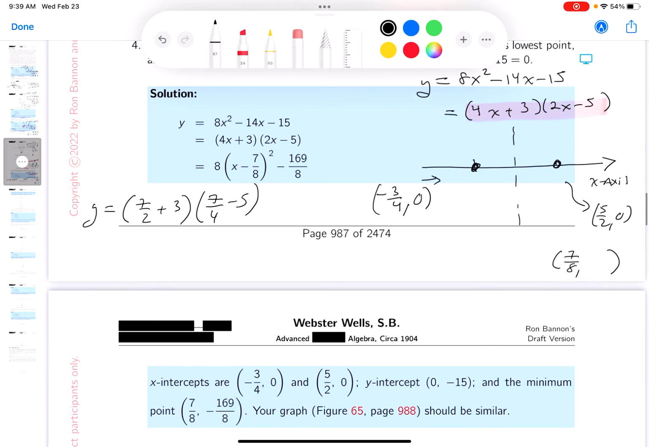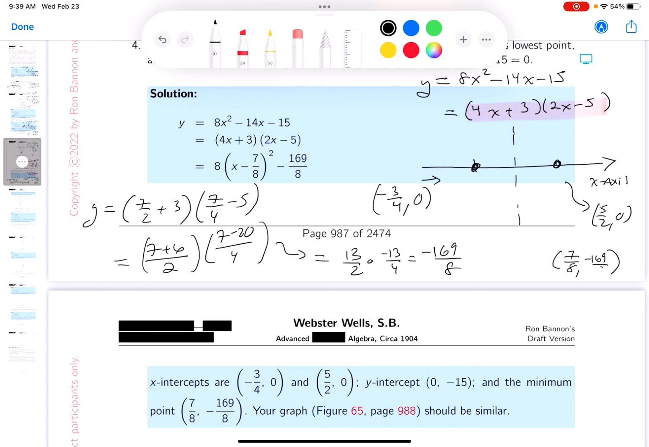Well, you know, I got some arithmetic. There's no doubt about it. This is a 2. This will be 7 plus 6. This will be a 4, and that's going to be 7 minus 20. And I got to do the arithmetic. What do you get there? 13/2 times, whoa, minus 13/4. That's going to be minus 169 over 8. I got it. I'll say it's down here somewhere. What's the minimal point? This is the minimal point.